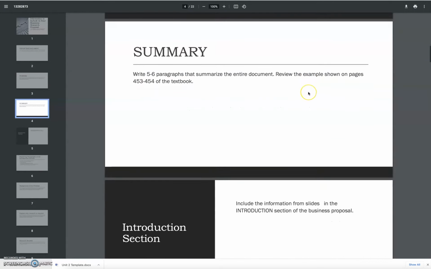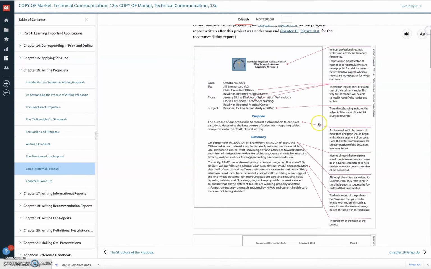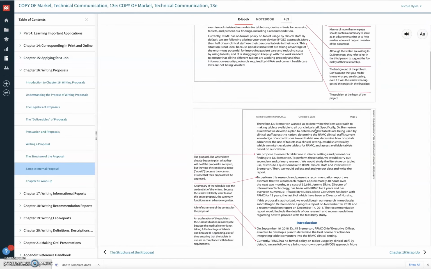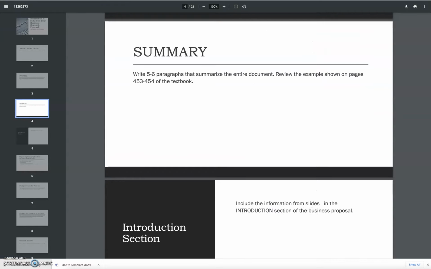In the summary, you're going to write 5 to 6 paragraphs. This is the example shown in the textbook. So in the textbook, let's move down to the summary. You can see that the summary is 1, 2, 3, 4, 5, 6 paragraphs, pretty short paragraphs. That's fine. You can use 5 to 6. I'm really just looking for the content.